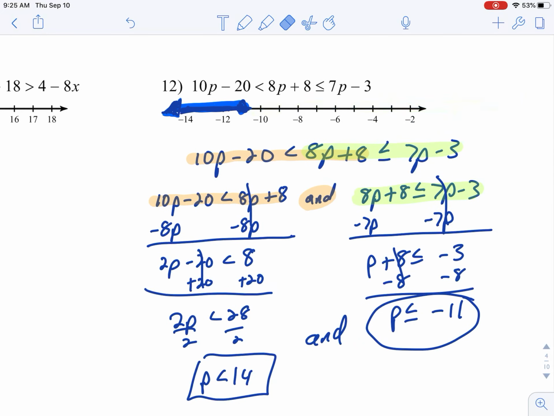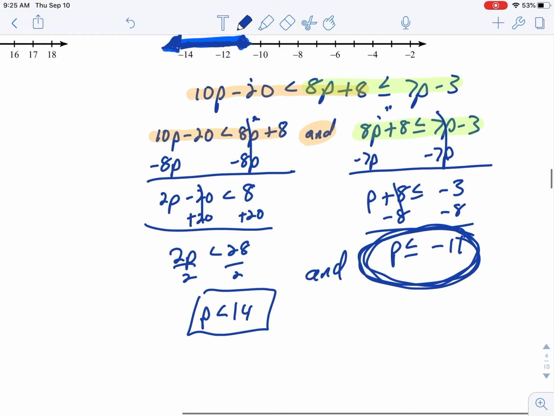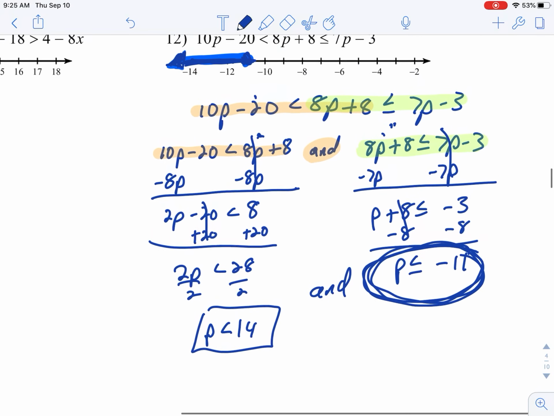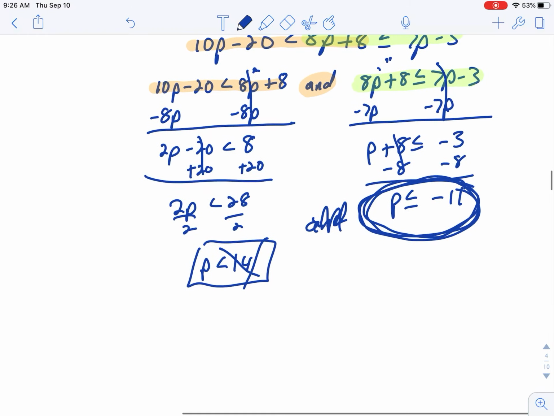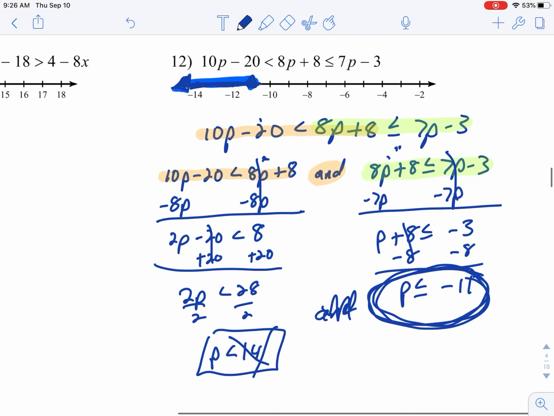So I'm going to erase that, and that's why it wasn't even on the number line. Of the two answers, this one, oops, I meant to highlight that. This one is the only one where both of the "and" parts are true. So our answer is simply p is less than negative 11. We don't need to put "and" in our answer. The arrow looks like what you see up there.